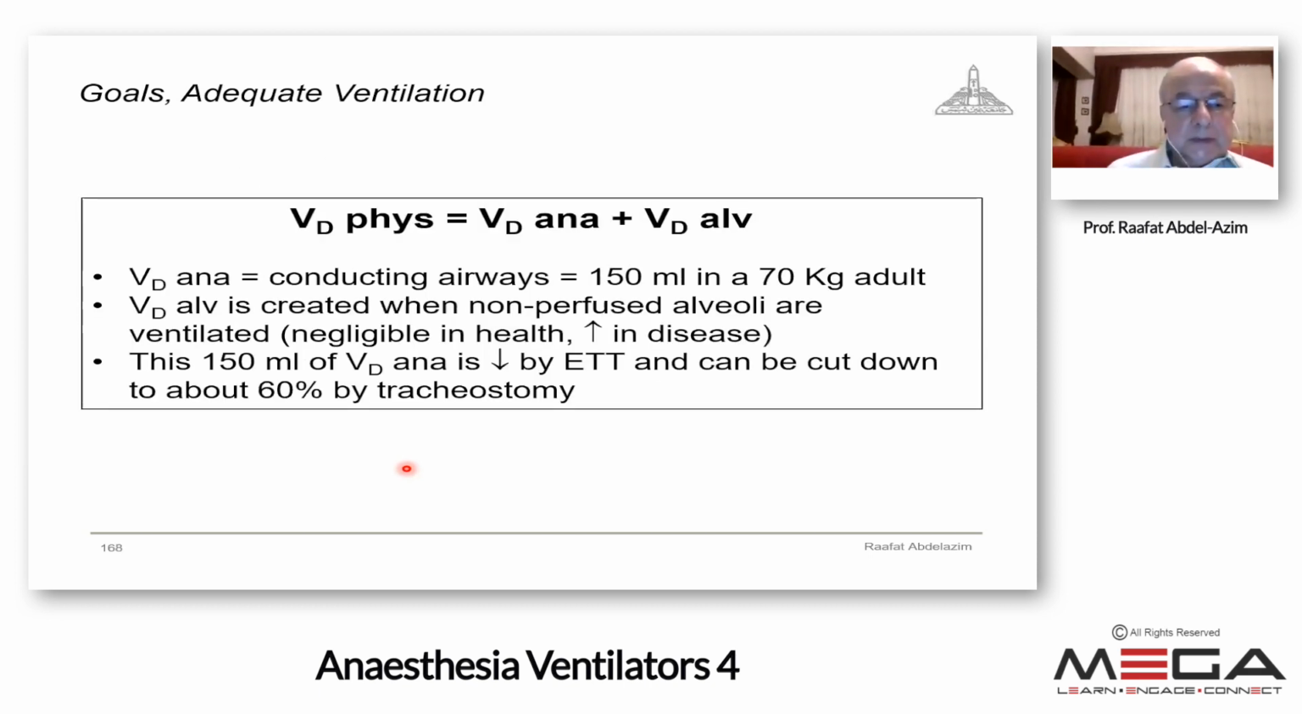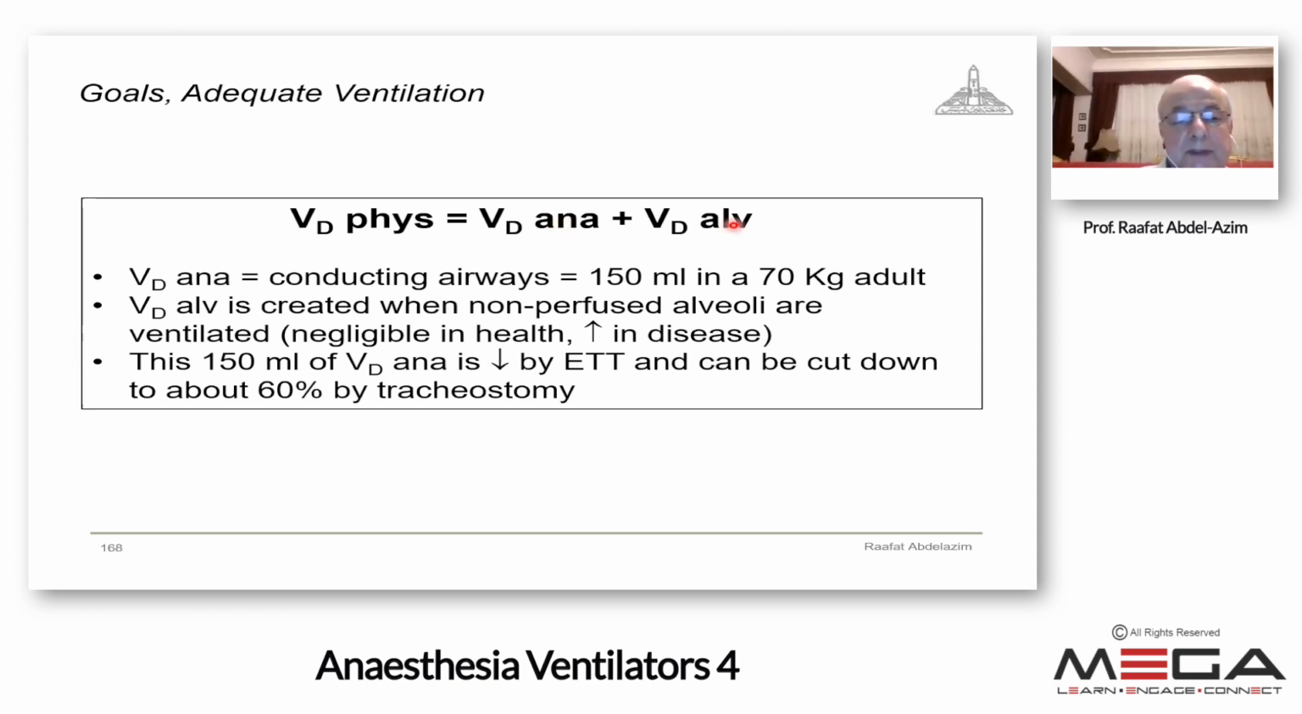We have two types of dead space, physiological and anatomical, and the third one is alveolar. We talk about the physiological dead space that shares in ventilation. Physiological dead space equals the anatomical plus the alveolar. Anatomical dead space is the conducting airways. Anatomical dead space is the airway not contributing in the gas exchange. It is only the conducting airway. And as I said before, it is 150 milliliter in a 70 kilogram adult.